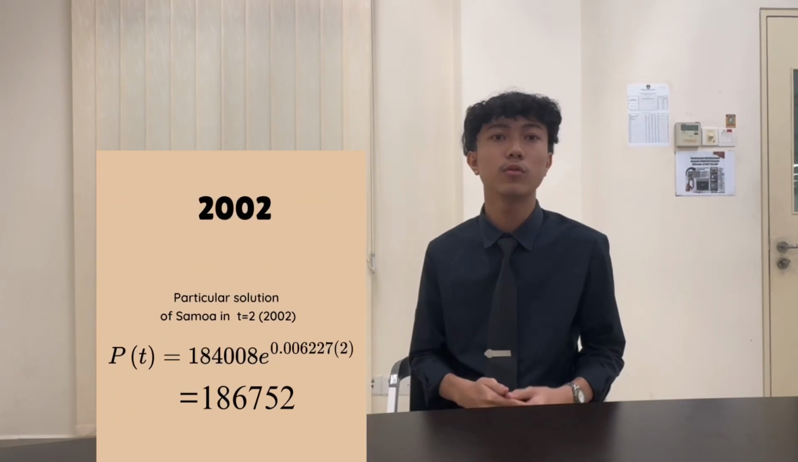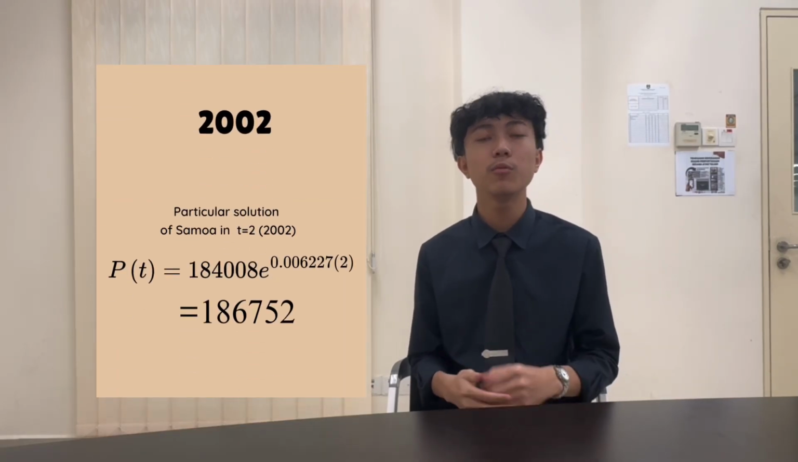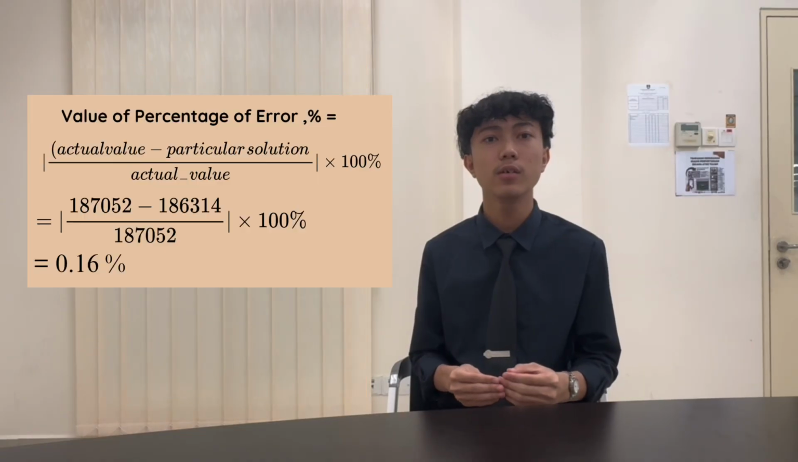We also need to find out the percentage of error for all the data that we collected from the year of 2000 until 2019. As a sample, we take the value of population in the year of 2002, where t is 2, and substitute it into the percentage of error calculation.